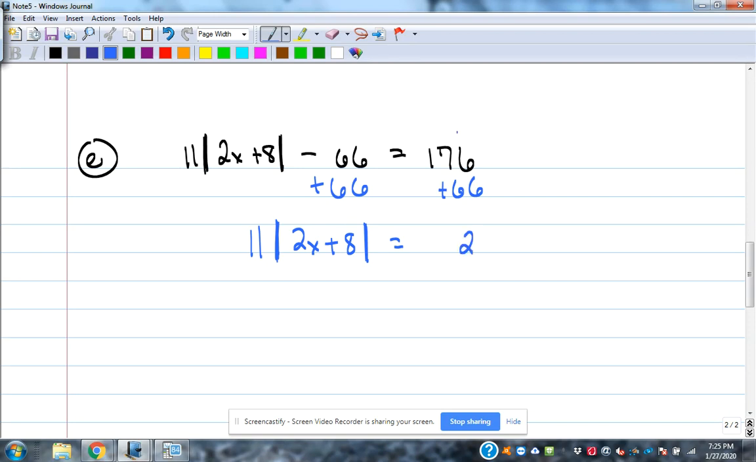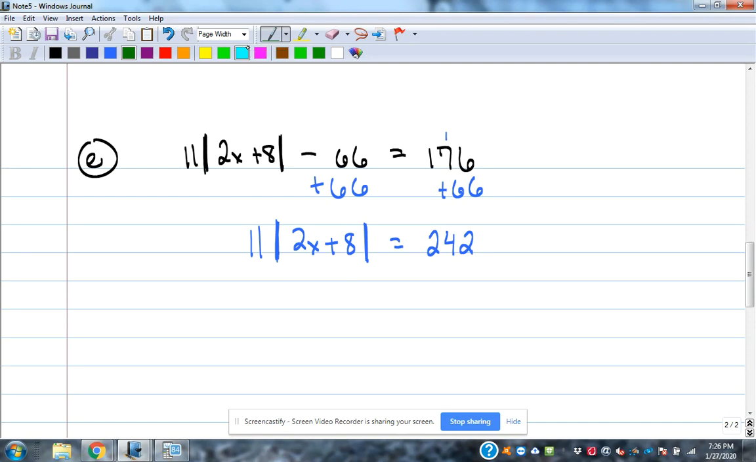176 and 66, 2, here you go. It's 13, 14. 242. Is that right? And then next step. Divide by 11. Why not distribute that 11? I'm trying to get rid of it.